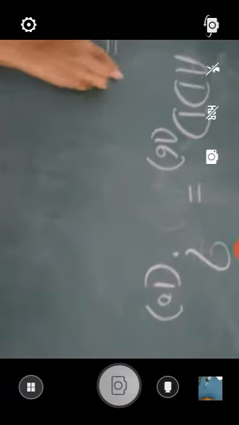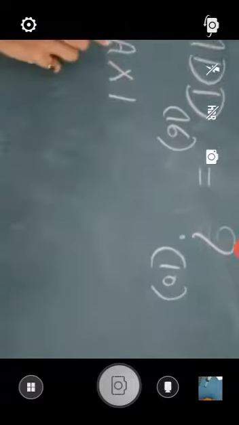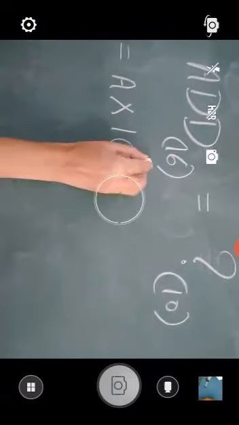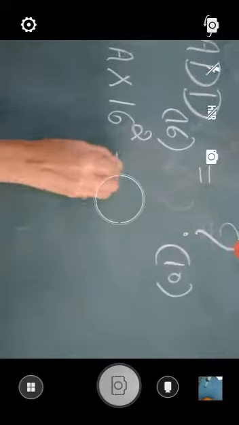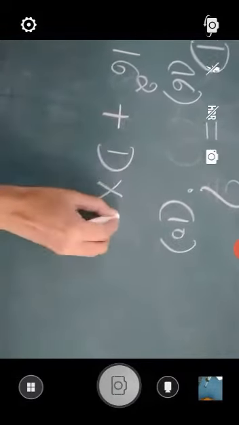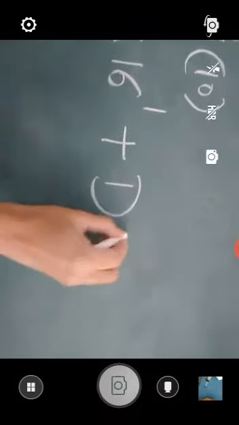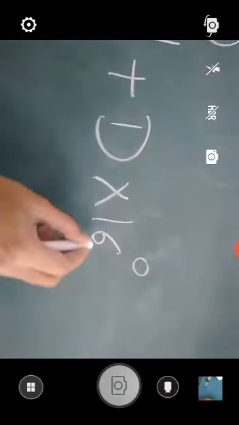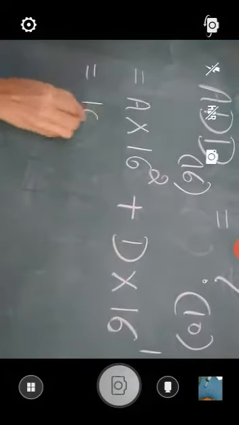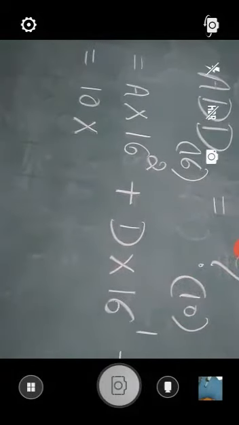Now let me take one more example. I have taken ADD, which is in the hexadecimal number system. Okay, it has to be converted into the decimal number system. We know that the hexadecimal number system uses 16 symbols, 0 to 9, and after that A to F. So A into 16 raised to the power 2, D into 16 to the power 1, and again D into 16 to the power 0. Now the value of A after 9, the value of A is 10. So that 10 I have written.